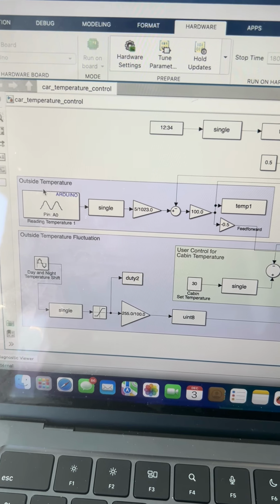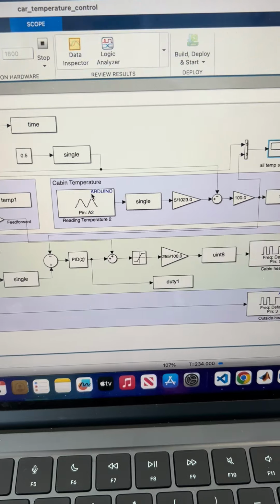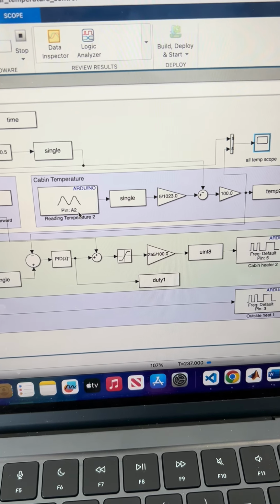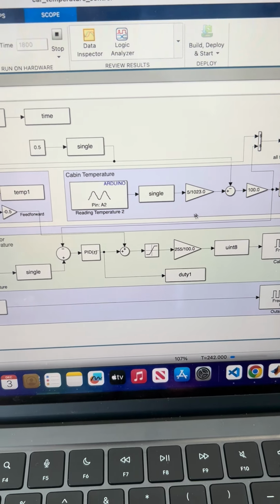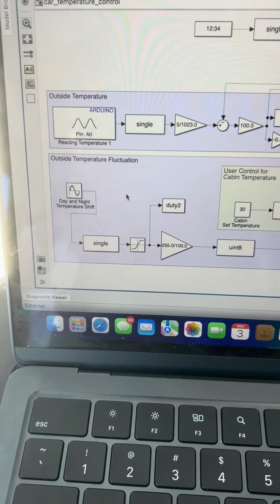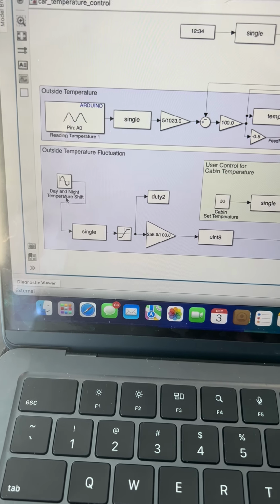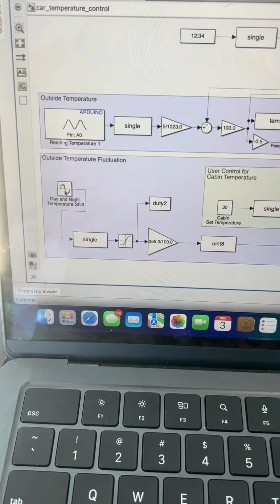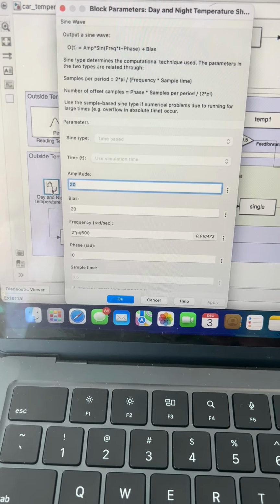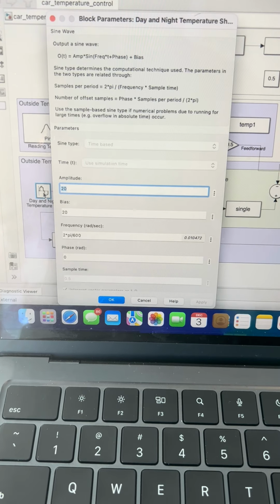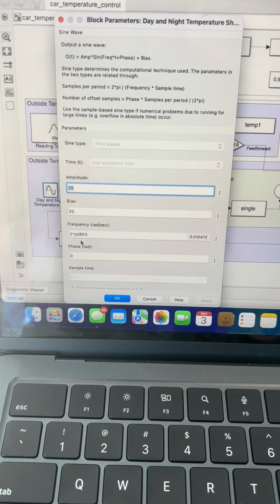We're treating it as the outside temperature, the one you are seeing, for example, 57 degrees. And then we get the cabin temperature from analog pin 2, and that gives us the temperature reading for the cabin. And we're controlling the temperature, so we have to simulate that we fluctuate day and night temperature shift here. And we use the sine wave. We set the amplitude to 20 and the bias to 20. So that takes your temperature from 0 to 40 degrees Celsius. Everything here is degrees Celsius in a cycle of 600 seconds.